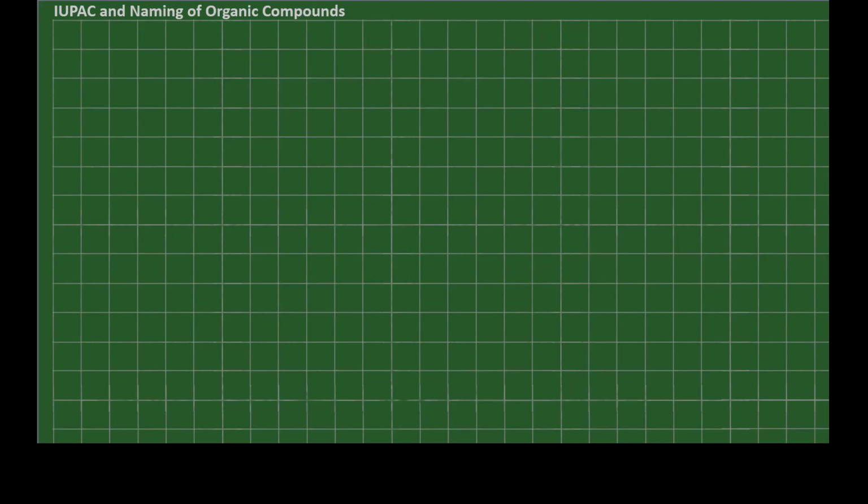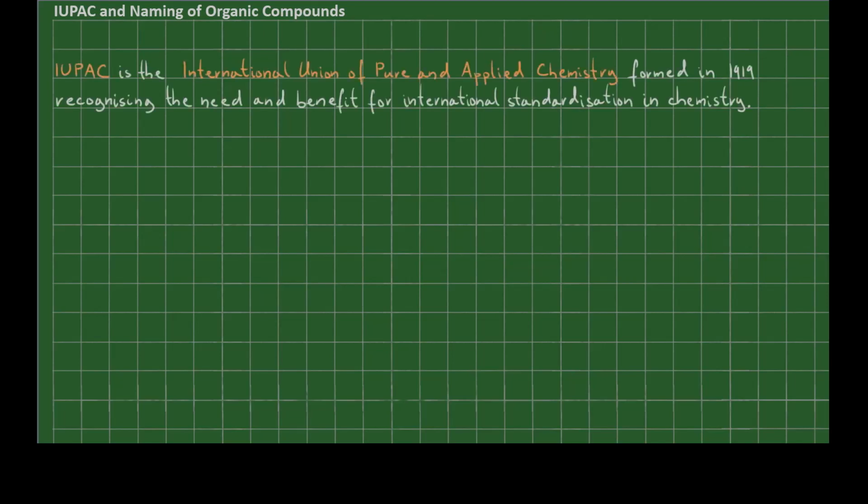What is IUPAC? It is the International Union of Pure and Applied Chemistry. It was formed in 1919, recognizing the need and benefit for international standardization in chemistry. In short, the members of the union wanted to make sure that all chemists speak the same language. When it comes to naming of organic compounds, they have all agreed on a set of rules.